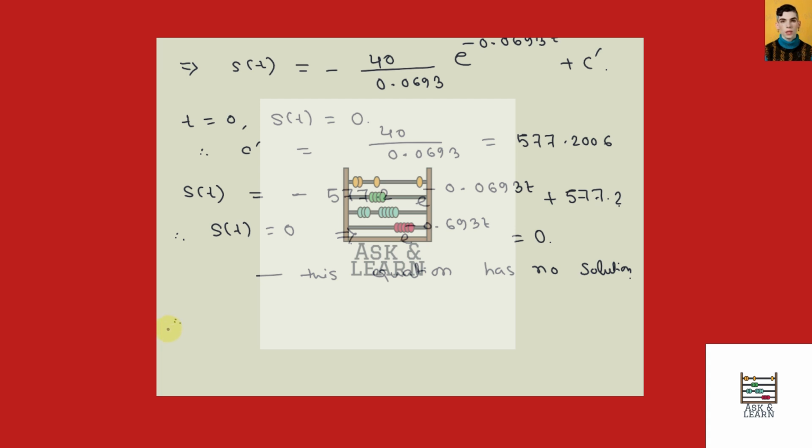However, we can find the distance it will coast as the time approaches infinity. So limit t tends to infinity, s of t is equal to s of infinity equal to 40 by 0.0693, that is equal to 577.2, which is the required answer.